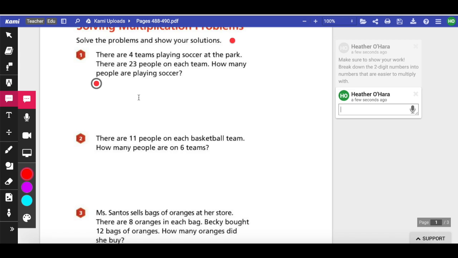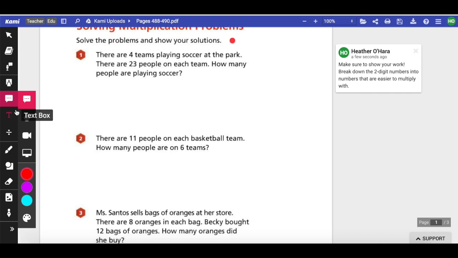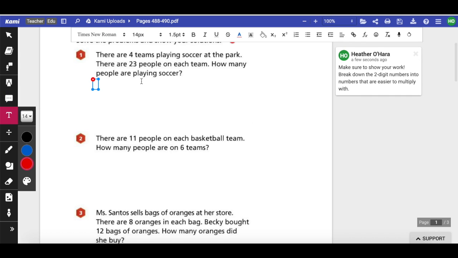So I'm going to break down my notes with this text box, and there are 4 teams playing soccer at the park. There are 23 people on each team. How many people are playing soccer? So I'm going to write number of groups, number in each group, and total number. I'm going to take notes with this format.